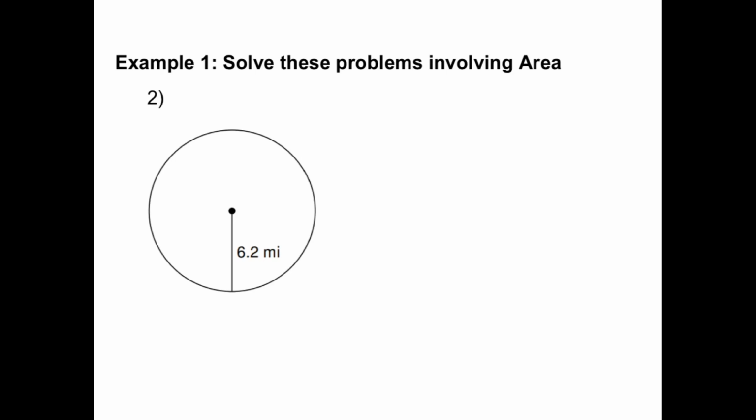Go ahead and pause the video and try this one on your own. 6.2 is going to be the radius because it is the length from the center to a point on the circle. So again, we're finding area. Area equals pi r squared. So go ahead, pause the video, find the area.